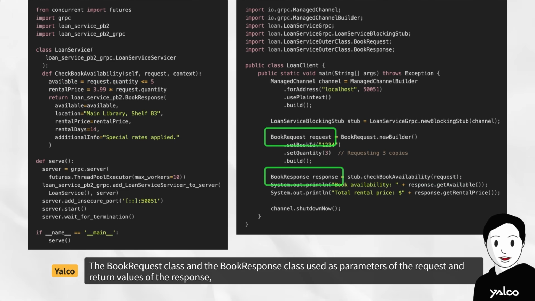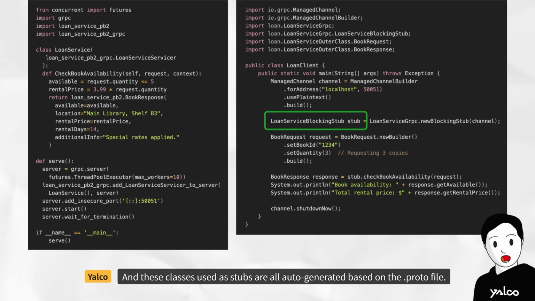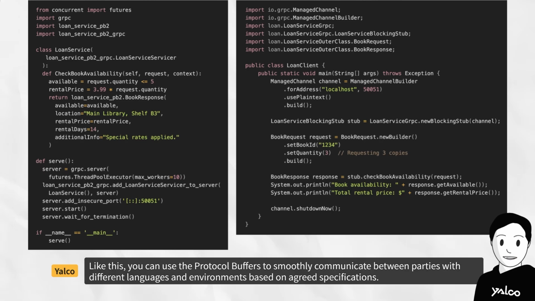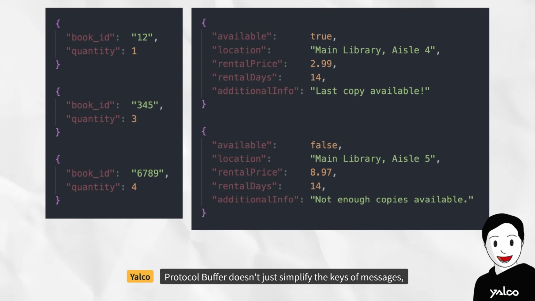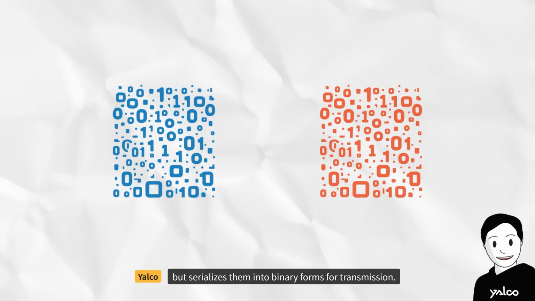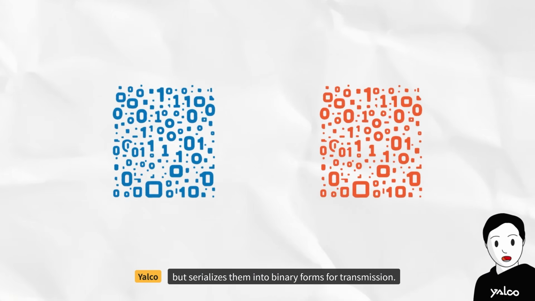The book request class and the book response class are used as parameters of the request and return values of the response. And these classes used as stubs are all auto-generated based on the .proto file. Like this, you can use protocol buffers to smoothly communicate between parties with different languages and environments based on agreed specifications. Protocol buffer doesn't just simplify the keys of messages, but serializes them into binary forms for transmission.